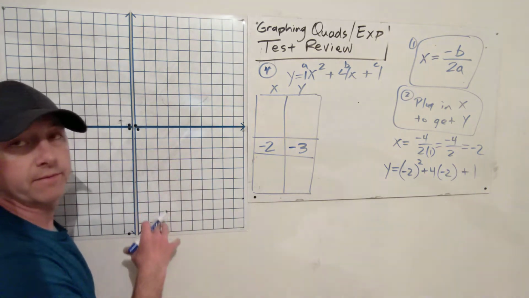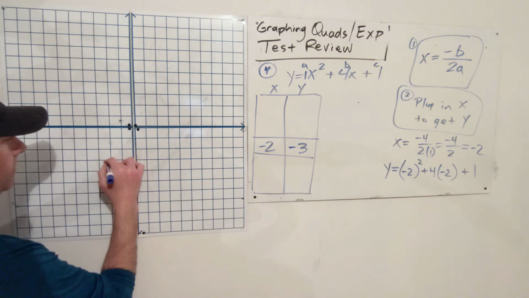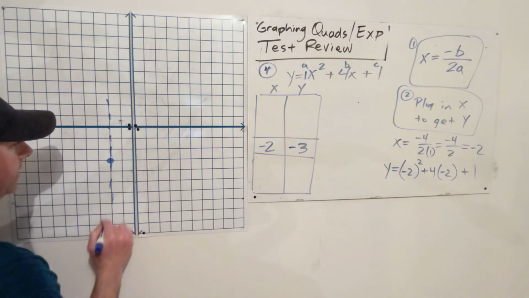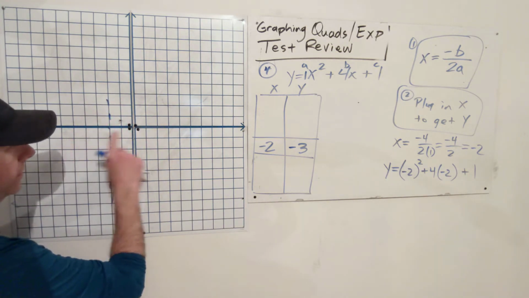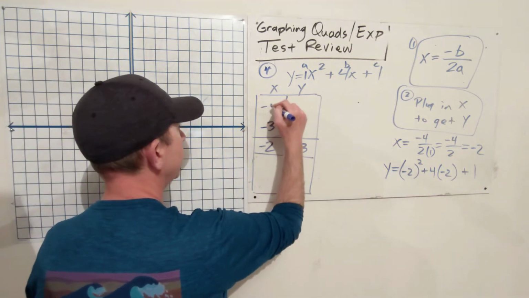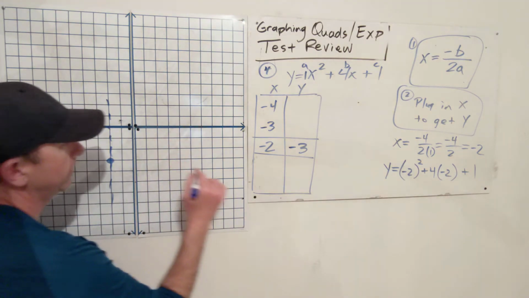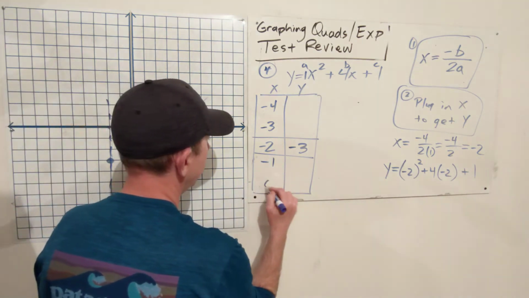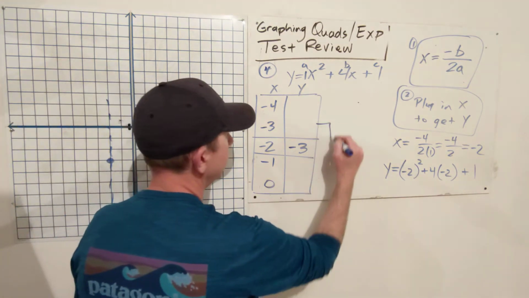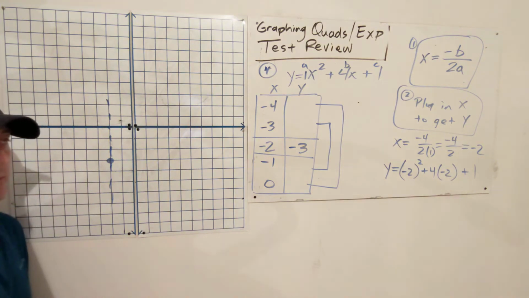Now, you won't have to graph this one, but seeing it on the graph, negative 2, negative 3 is here. Here's my axis of symmetry. I want to check points around it, so I'm going to go both directions. So I'll go negative 2, negative 3, negative 4, but I'll also go this way. So that would be negative 1 and 0. Because remember, these 2 points are going to match up, just like these 2 points will match up.